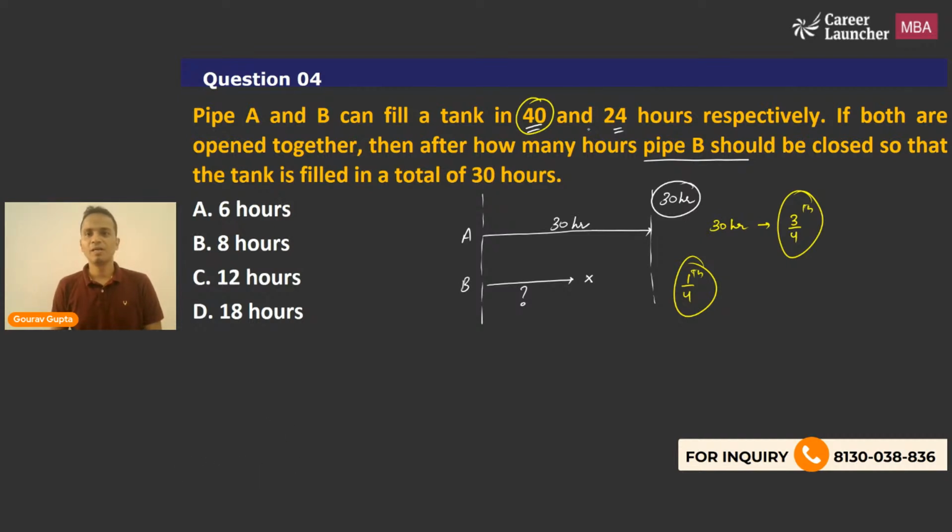Now B does the total work in 24 hours, right? So if B can finish the entire work in 24 hours, 1/4 of the work will be done by B in how many hours? It will be done in 6 hours, right? So we can say that B must have worked for 6 hours, or pipe B should be closed after 6 hours so that the total work will be finished in 30 hours. So the correct answer of this question is option A, that is 6 hours.